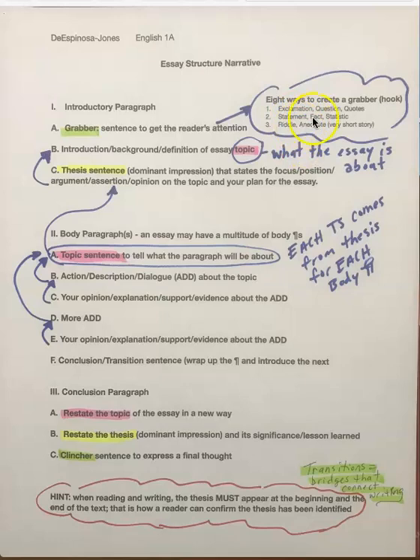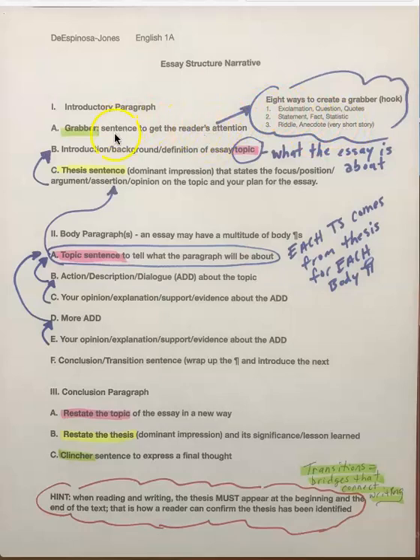So the first 3 are punctuation marks. You can have an exclamation, a question, or a quote. The next 3 are pretty much in the same category. You can have a statement, a fact, or a statistic, which means numbers. And then you can have a riddle or an anecdote. An anecdote is a very short story. That's what you as a student writer can do to create a grabber.